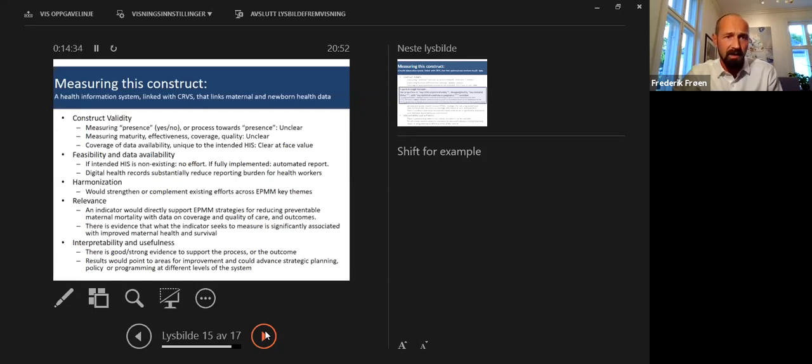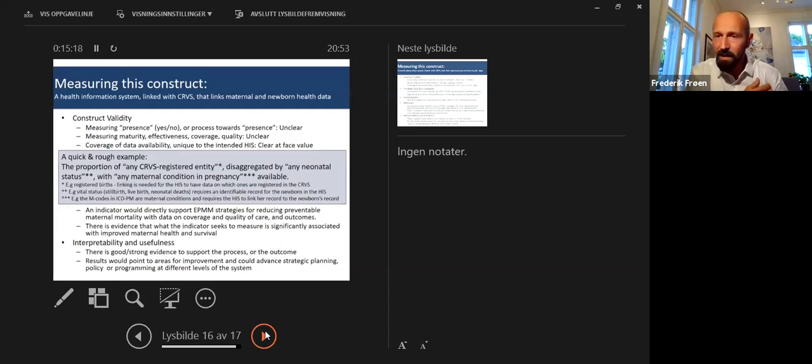In terms of measuring this construct, again, a health information system linked with CRVS that links maternal and newborn health data. Would it be valid? I've already said I believe that measuring the presence as yes or no would be an extremely unclear measurement. Measuring the governance, maturity, effectiveness, coverage, and making full assessments of health information systems will become unclear and probably not feasible. The coverage of the actual data that we're looking for that can uniquely be presented by such a health information system seems to me to be clear, at least at face value.